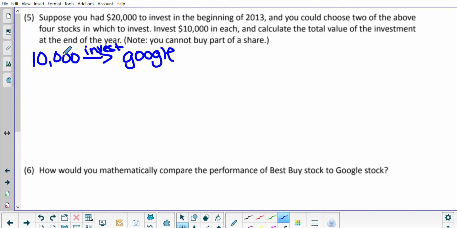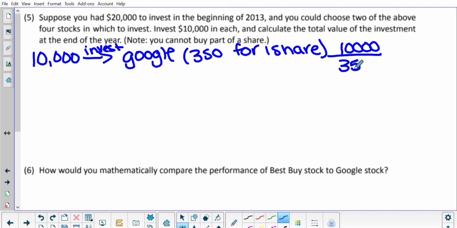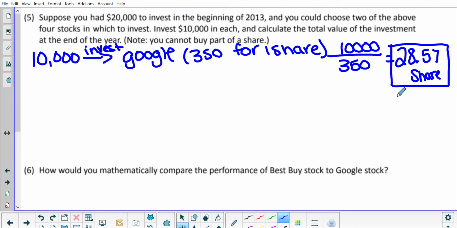All right, so in order to do that, we know that Google was $350 for 1 share. So if we take this 10,000 and divide it by 350, that's money per 1 share, we get 28.57 shares, and that's okay. It's okay to have 0.7 of a share in a calculation, but it's not okay to buy 0.57 of a share.